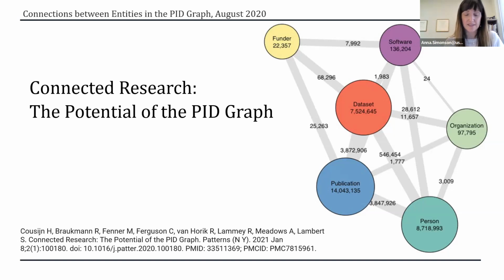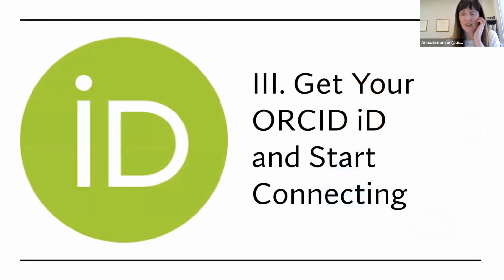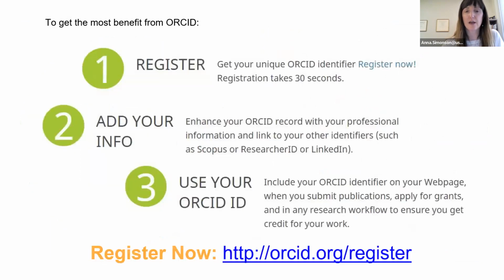So with that being said, hopefully I've convinced you that this will benefit you. I just want to show you how to get your ID and to start connecting, because once you do it and start connecting those things, it becomes very easy, but the first time is always unfamiliar. So to get the most benefit from your ORCID ID, you want to fill out as much as possible. So if you can, while you have Zoom up, go to that website, http://orcid.org/register.